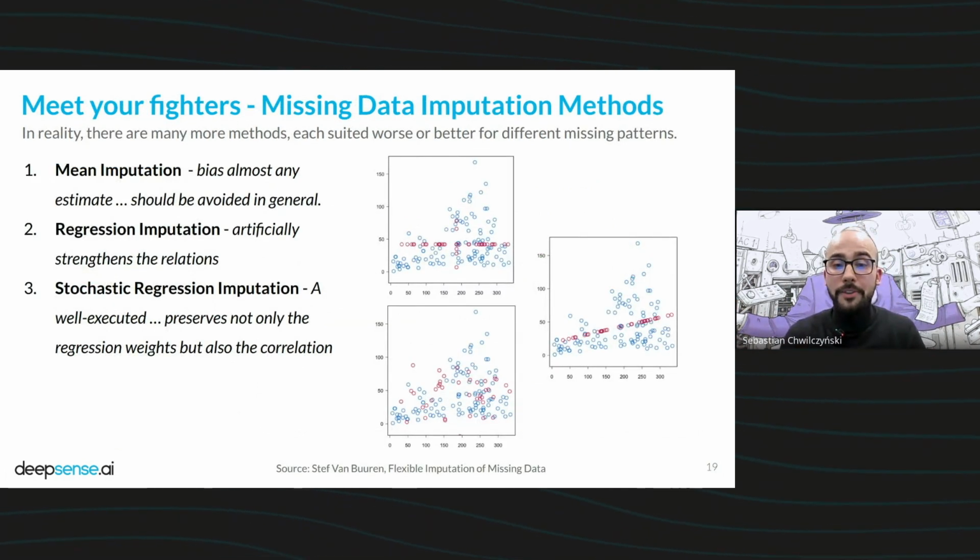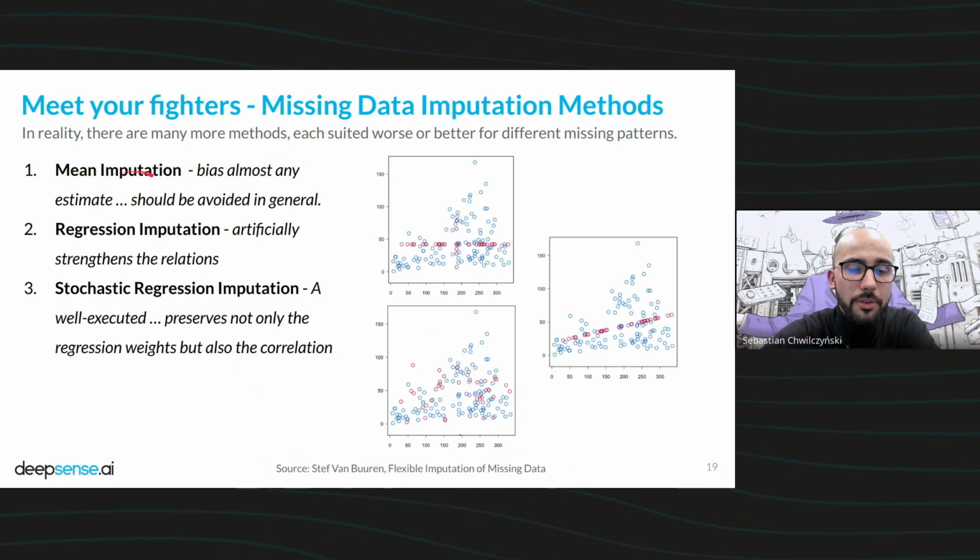So meet our fighters. These are missing data imputation methods. We need to figure out what to impute instead of this None. There are a ton of methods. I will not cover all of them. I just want to say that they are different. And these quotes are from a book on missing data imputation.